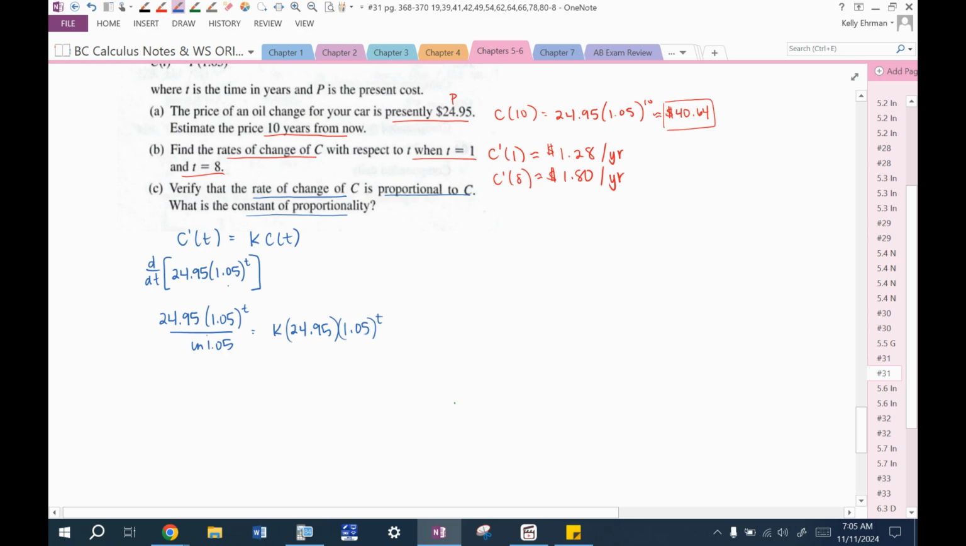So yeah, there's a constant here. The constant is 1 over ln of 1.05. That's the constant of proportionality. The C prime equation is the C equation, just with some extra constant out in front.